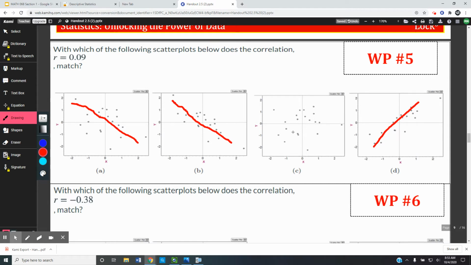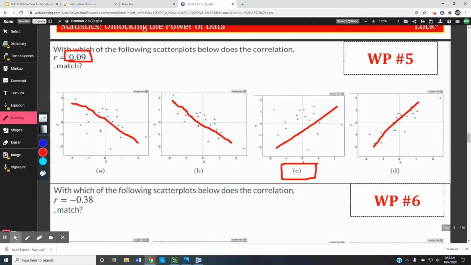This one, I'm having a hard time with it, but maybe that's it right there. Now, this is a terrible R value, which means the dots will not be close to the picture. And they have to kind of go in an upward pattern. C is going to be my best choice here.